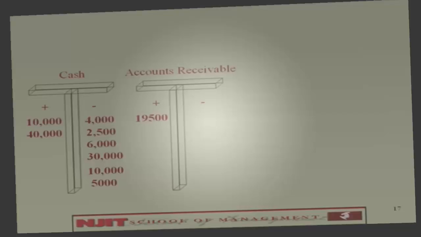Accounts receivable. They paid you 10,000, so they don't owe you 19,500 anymore. They owe you 19,500 less 10,000. So accounts receivable would be minus 10,000. Cash is plus 10,000. So the entry is cash, debit 10,000. Accounts receivable, credit 10,000. So the journal entry, which I think you're very comfortable with now, it looks like this.